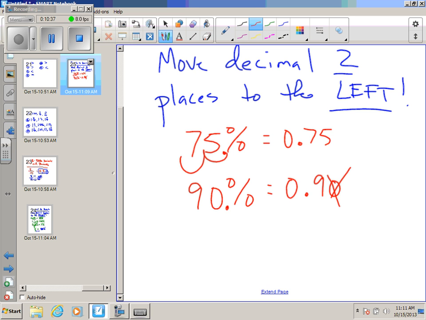Okay. How about 8.3%? That's a possibility. 2 places to the left. Lexus?